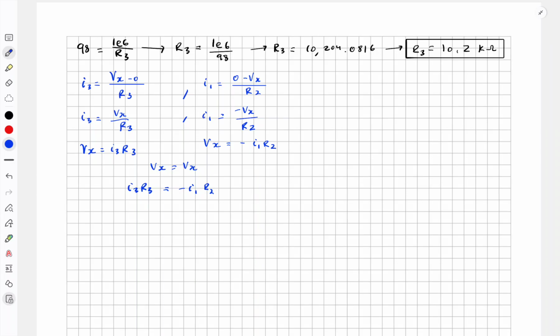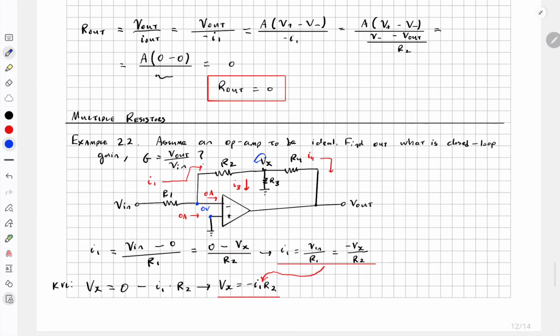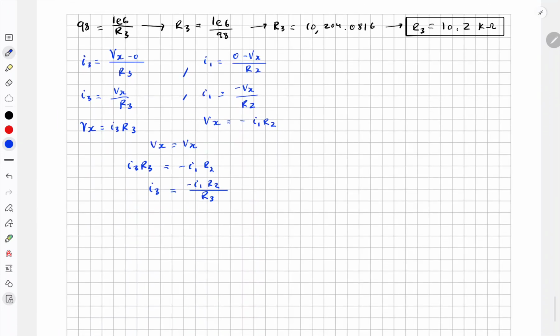Now just solve for I3, which is equal to negative I1 times R2 over R3. I could solve for I1 also, but I'm just solving for I3 because I feel like I3 is easier to solve, because there is a physical direct connection to ground. But you can solve for I1, which demonstrates the same principle. This is what I3 is. Okay.